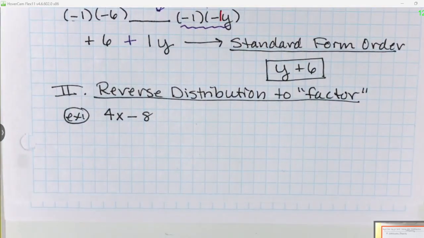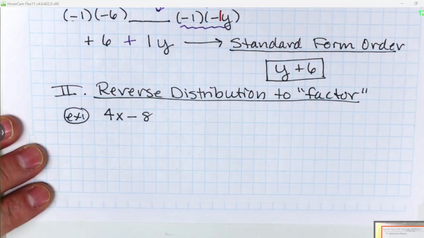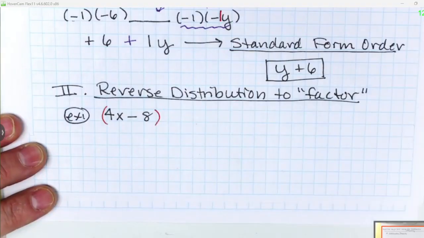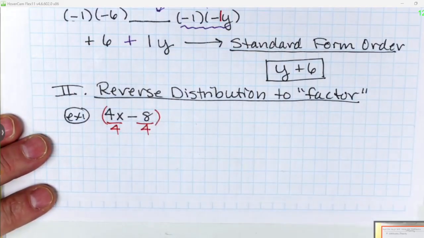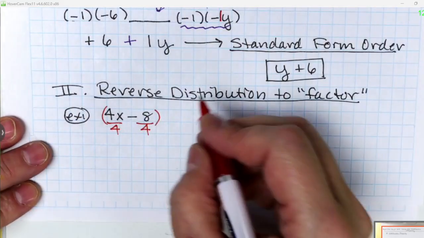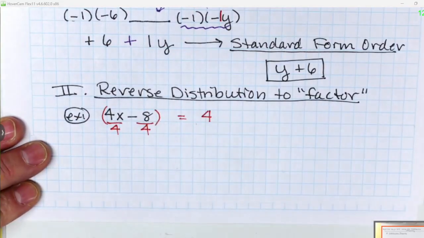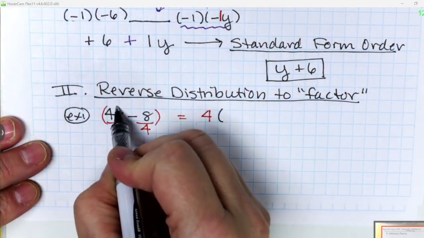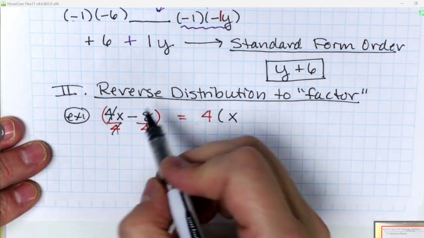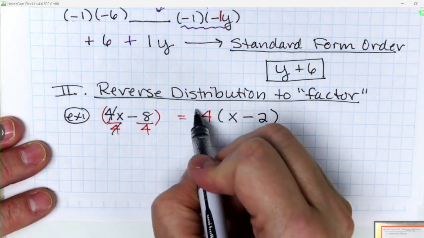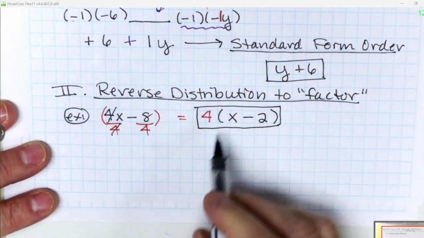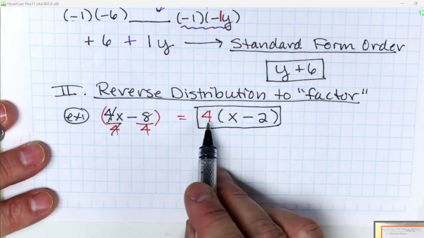So looking at this, you want to think of the highest number that you can take out of a 4 and an 8, which would probably be a 4. So you're going to put the 4x minus 8 in parentheses, and we're going to divide a 4 out of both of them. So the number you divide out goes to the front, and then actually do the division. 4 divides into 4, and I have an x. Negative 8 divided by 4 is negative 2. If you find that you can divide more numbers out, you need to do that until you have the highest number possible on the outside.